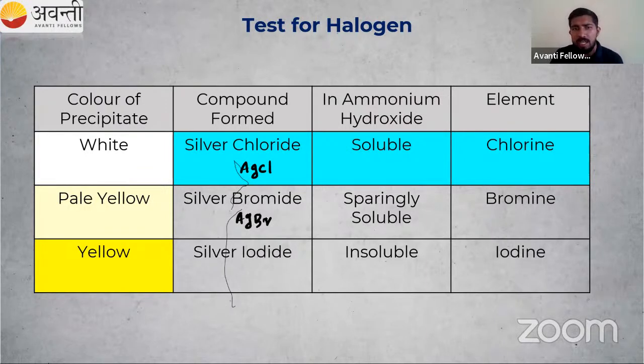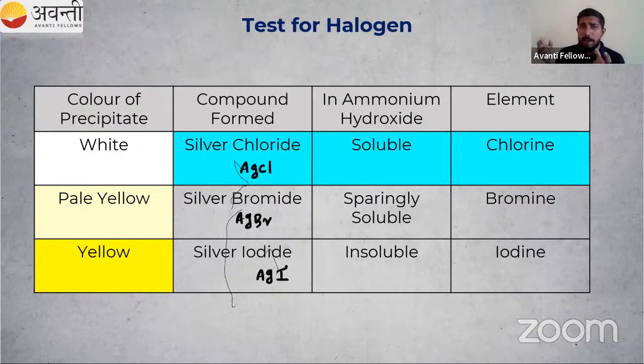So confirmation done. Then silver iodide. Third one, I have silver iodide, AgI. What is the color of that precipitate? That is yellow. AgF is more soluble. That is why we are not taking fluorine. So this color is very important. AgCl, white precipitate. AgBr, pale yellow precipitate. AgI, yellow precipitate. Then in ammonium hydroxide: soluble, sparingly soluble, insoluble. So we found which halogens are present: chlorine, bromine, or iodine.